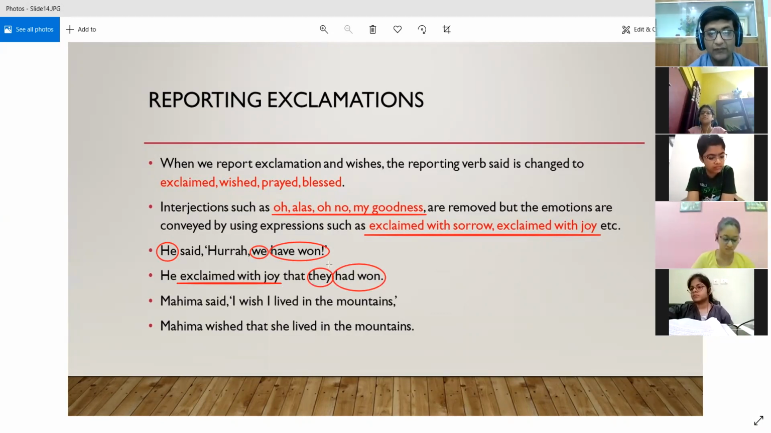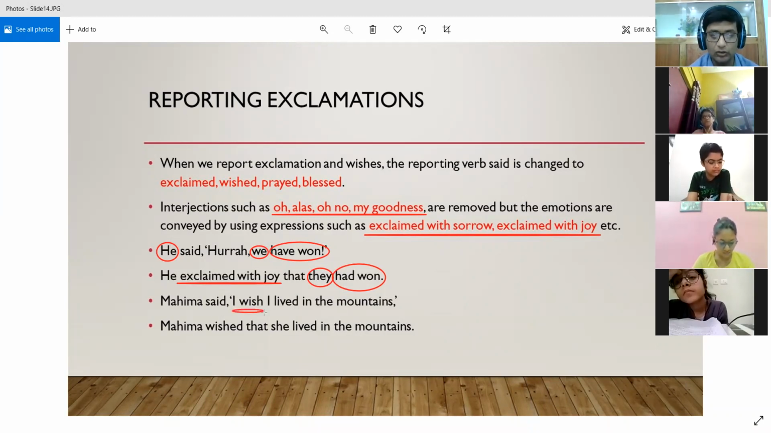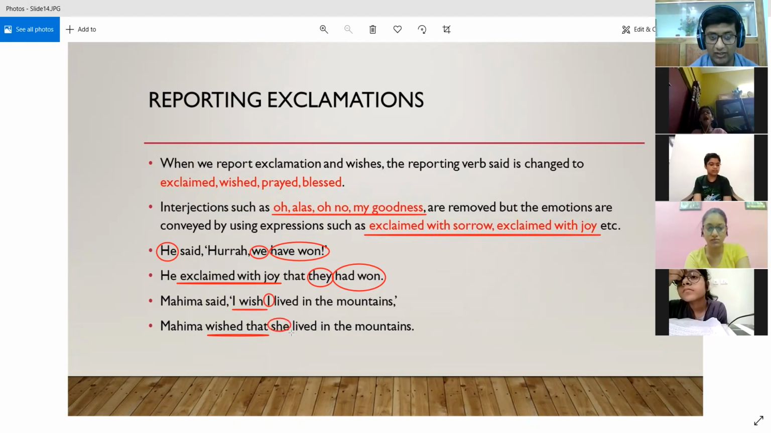Now, if there was some sorrow, you could have said like, alas, we lost the match, right? He could have said, alas, we have lost the match. So we would have said, he exclaimed with sorrow that they had lost, right? Then it would have changed like that. Mahima said, I wish I lived in the mountains. So I wish is present. So we can say Mahima wished that. Now we are going to change this I according to Mahima. So it changes into she, right? So this is a wish being made. So lived has been written like that only. Mahima wished that she lived in the mountains, right? Because this is a hypothetical situation. So this simple past is not getting changed into past perfect. So don't get confused. So that is why it remains lived only. Mahima wished that she lived in the mountains.